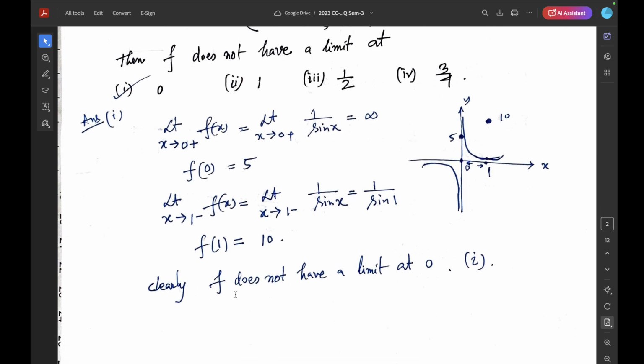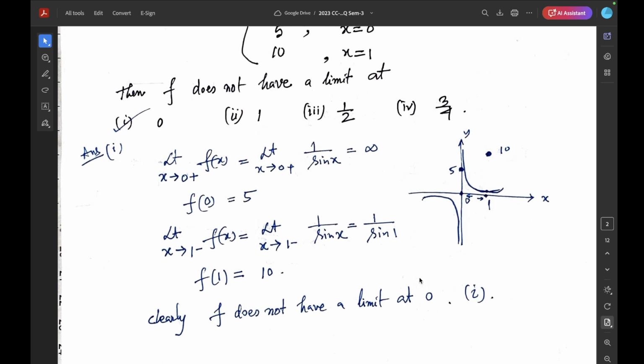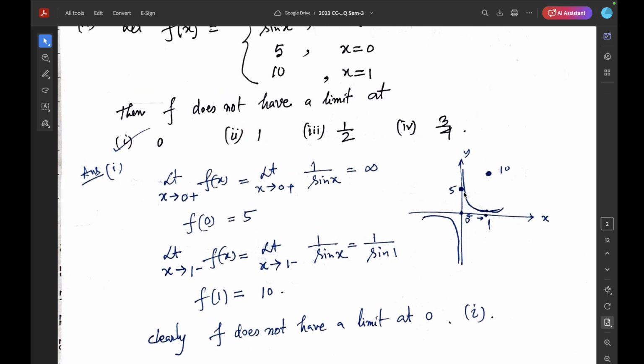So clearly f does not have a limit at x equal to 0. Otherwise the function is continuous except at the point 0, where there is an infinite limit.